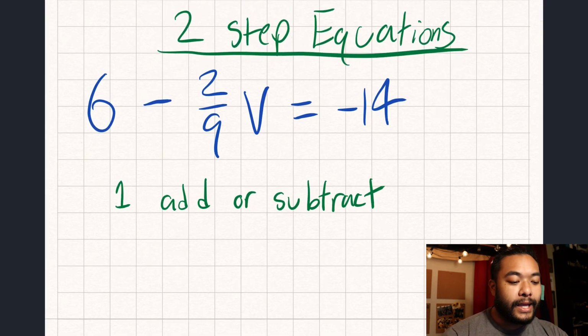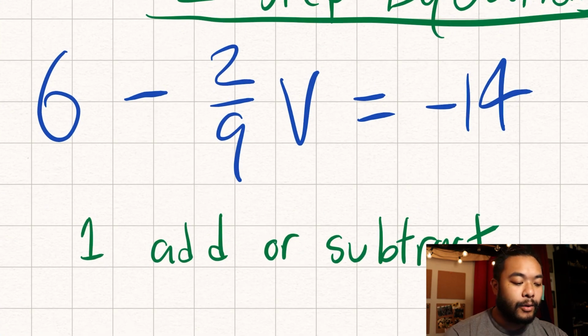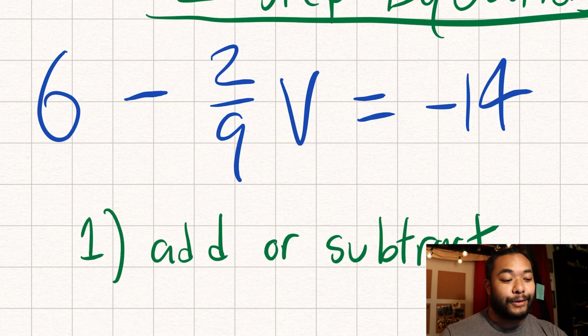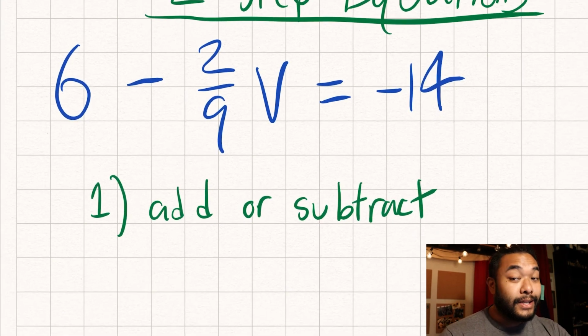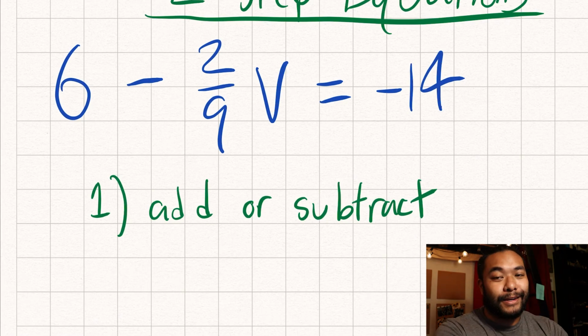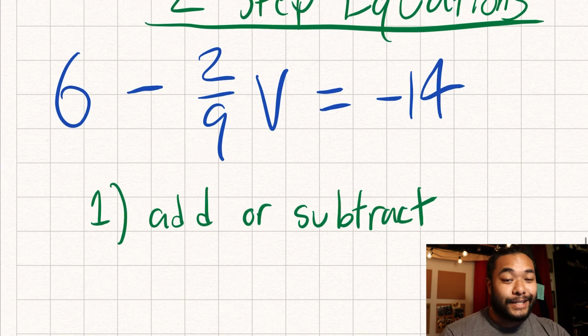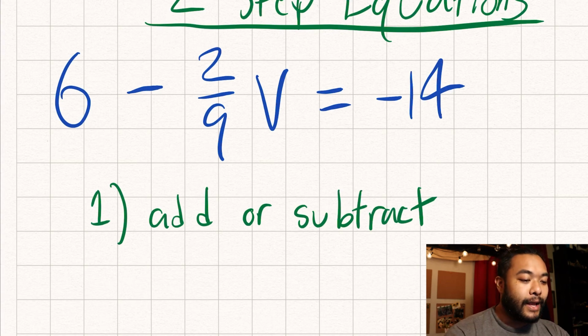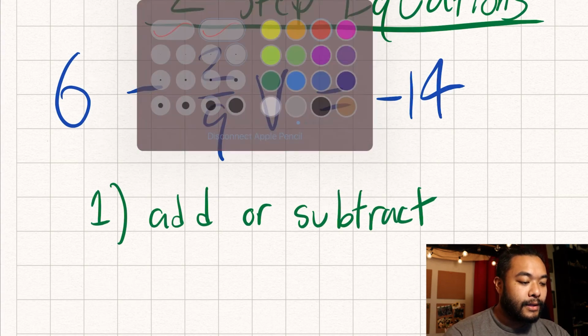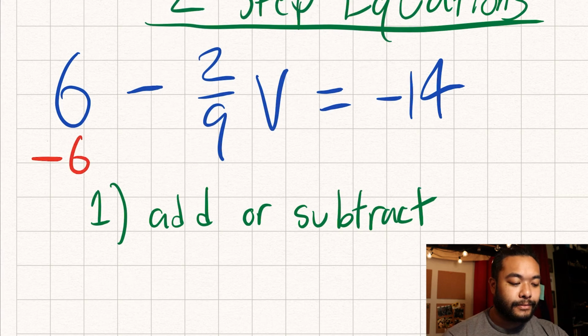But remember, we want to keep v on this side. We want to keep v here on this side. So I'm not going to add or subtract it. I needed to keep it here, because if I send it over to the other side, I'm just going to have to do it all over again at some point. So let's add or subtract everything else besides v. I can't add or subtract 2/9 because that's being multiplied by v. So let's subtract 6.